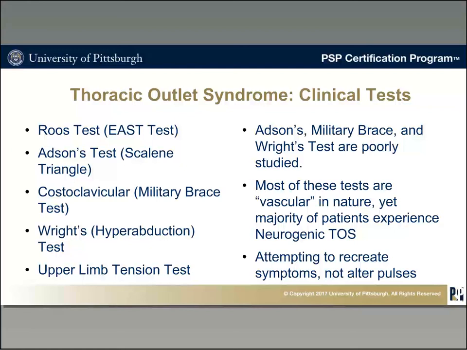As I mentioned before, there are a variety of tests out there, including the RUSE or elevated arm stress test, Adson's test, the costoclavicular test, Wright's test, and the upper limb tension test. And as the slide shows, all of these tests have potential problems in terms of their clinical utility, and we need to make sure that we're aware of these considerations when utilizing these tests for patients presenting with these signs and symptoms.